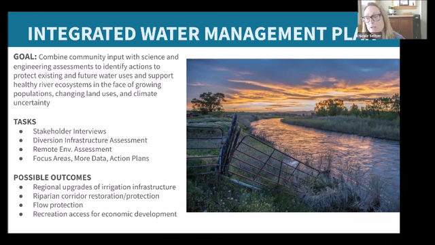Some of the possible outcomes for the process are perhaps developing a regional project to upgrade irrigation infrastructure, doing riparian corridor restoration and protection throughout the basin, looking at some flow protection measures, and then developing more recreation access to support economic development and diversification for our communities.